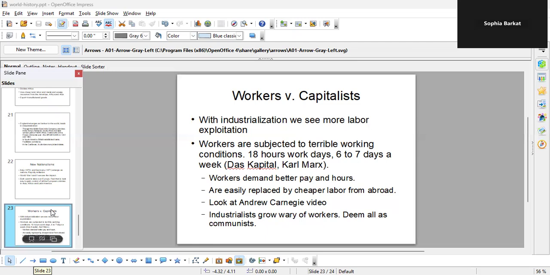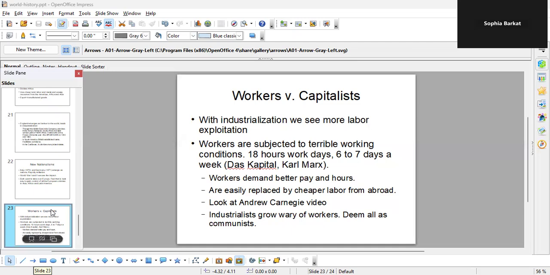Workers are actually getting tired of working like this, especially in these difficult industries like steel manufacturing and coal production. And they are demanding better pay and better hours. They're also easily replaced by cheaper labor. So all of this is becoming a source of conflict within states. We see a lot of labor movements. Workers are getting tired of being exploited. They're having strikes, they're organizing.